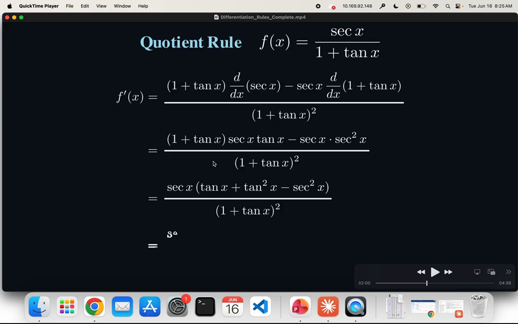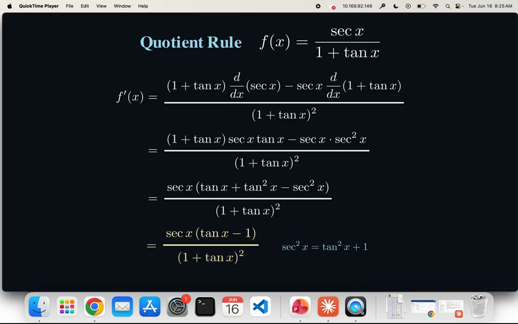So for example, notice there's a secant here, and there's also secant here as well, so I can factor it out. And then what's left is actually a couple of things here. Actually, before I do that, let me move back here. There's a trig identity that can help us simplify some of this. The trig identity is secant squared is equal to tangent squared plus 1. And so that's going to be helpful for us to simplify this part of the problem.